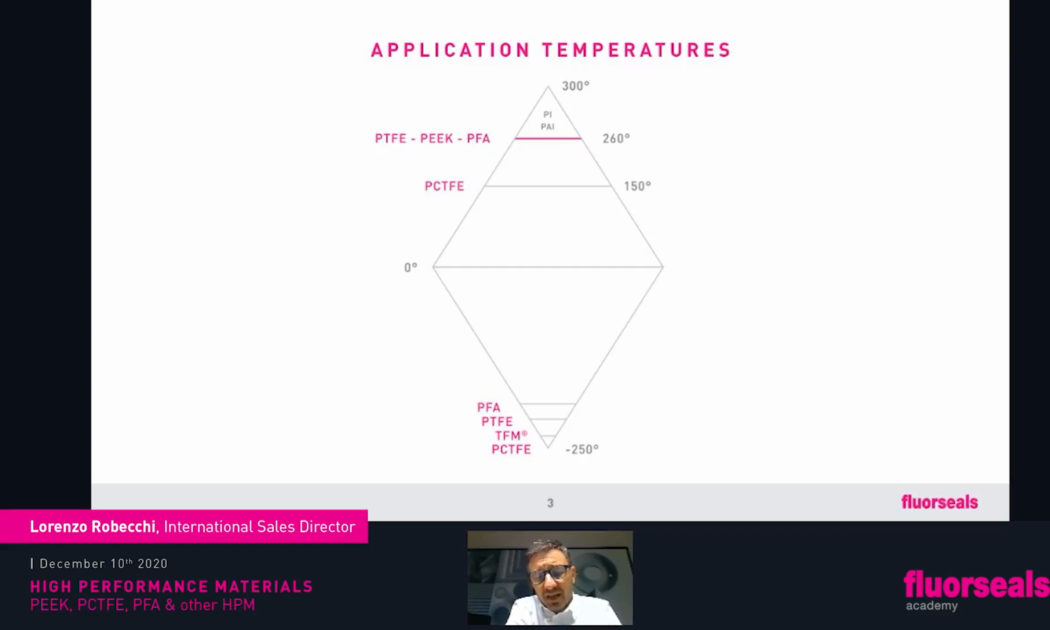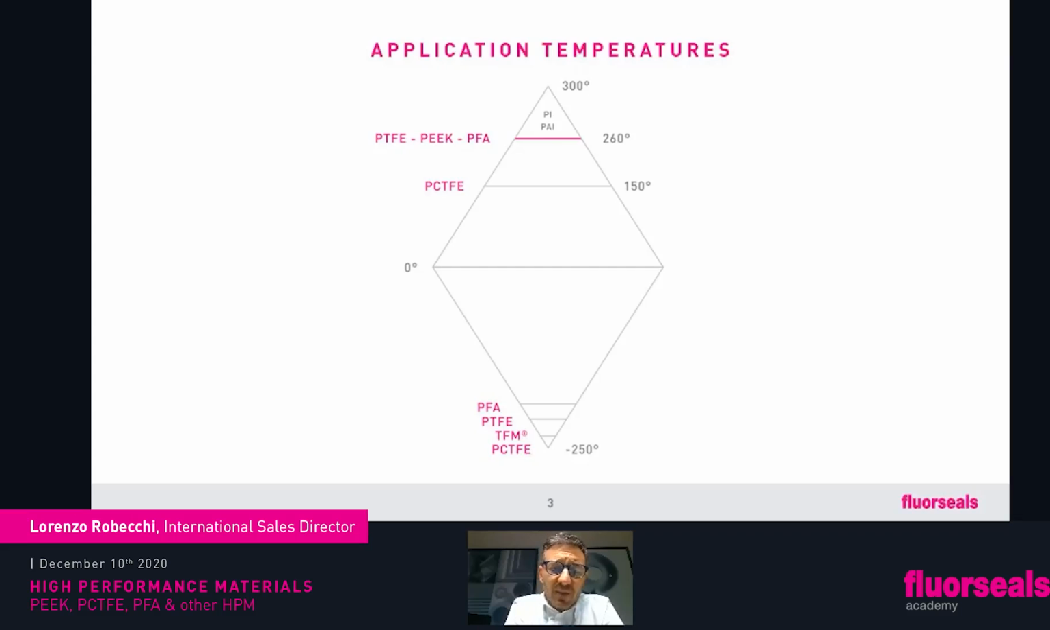A typical cryogenic application is minus 196, or liquid nitrogen, up to minus 250. I have no knowledge of much technical information below that temperature because it gets very difficult also to do testing and reporting.